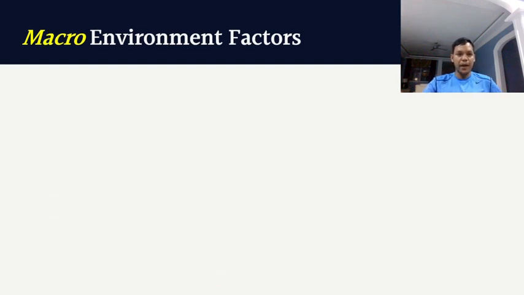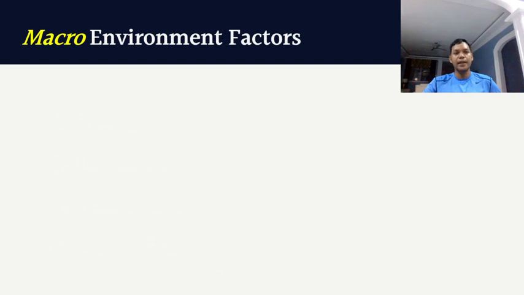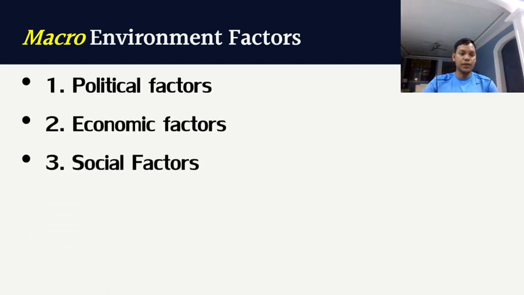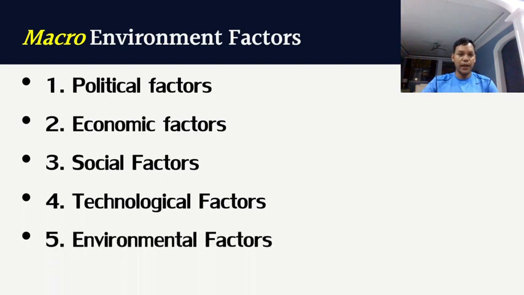Now we also have this macro environment factors. Again, the micro environment and the macro environment are part of the external environment. Okay, let's proceed to macro environment factors. We have political factors, economic factors, social factors, technological factors, environmental factors, and lastly, the legal factors. Now let's discuss first the political factors. Okay. So it's really hard to control this part, the macro environment.